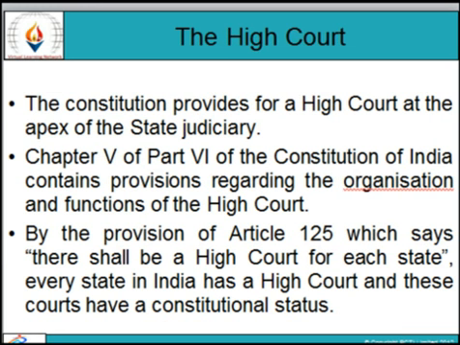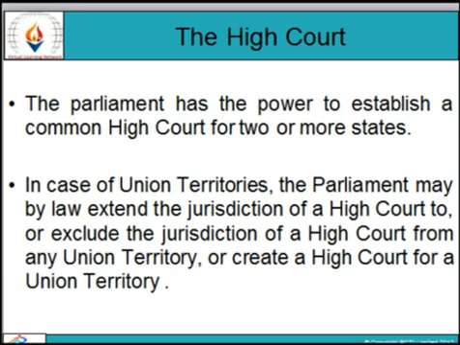Next is the High Court. The Constitution provides for a High Court at the apex of the state judiciary. Chapter 5 of Part 6 of the Constitution of India contains provisions regarding the organization and functions of the High Court. By the provision of Article 214, there shall be a High Court for each state. Every state in India has a High Court, and these courts have a constitutional status. The Parliament has the power to establish a common High Court for two or more states. In the case of union territories, the Parliament may by law extend the jurisdiction of a High Court to, or exclude the jurisdiction of a High Court from, any union territory, or create a High Court for a union territory.